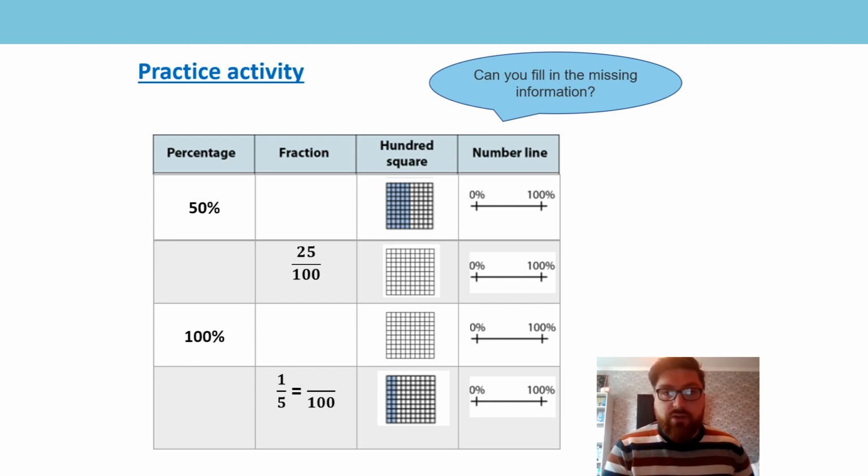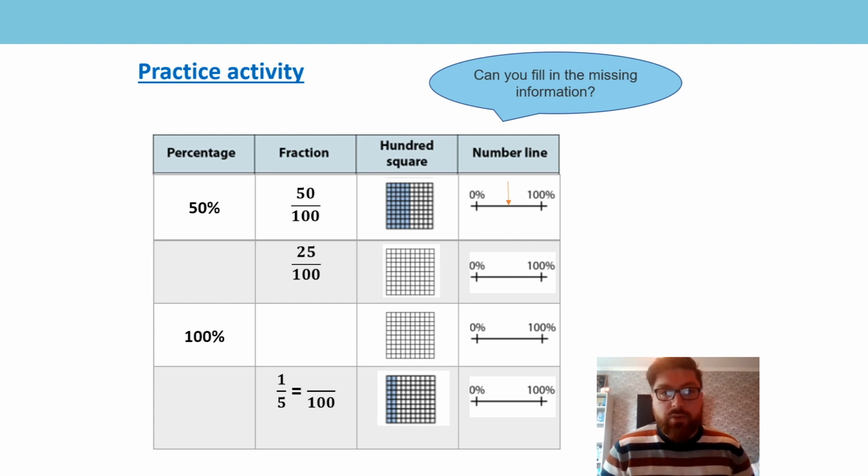The missing fraction, of course, is 50 hundredths. The 100 square has been done for us. And on the number line, your arrow is going to be exactly halfway between 0% and 100%. So well done if you got that right.